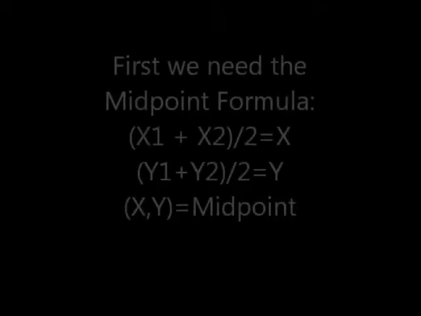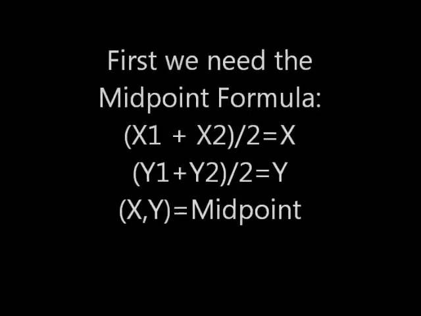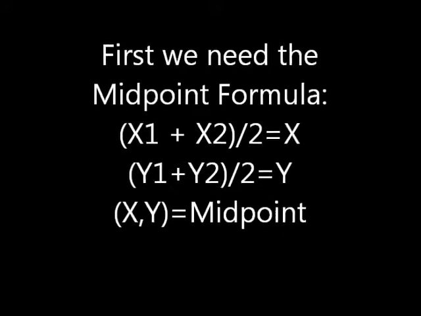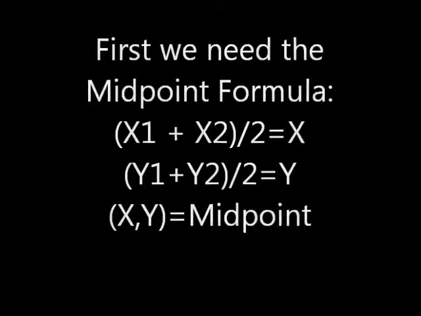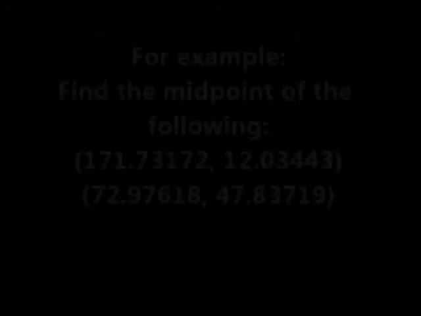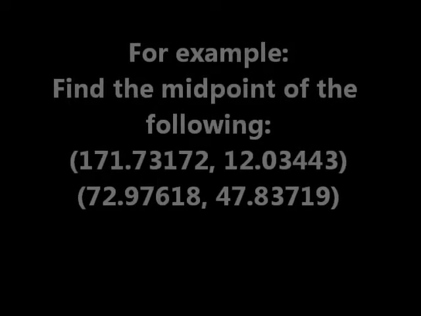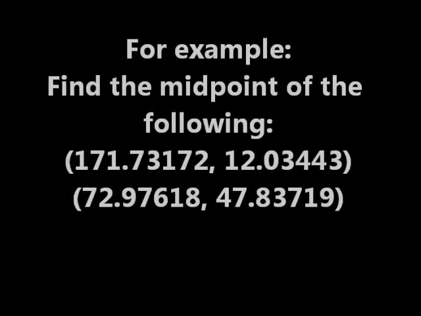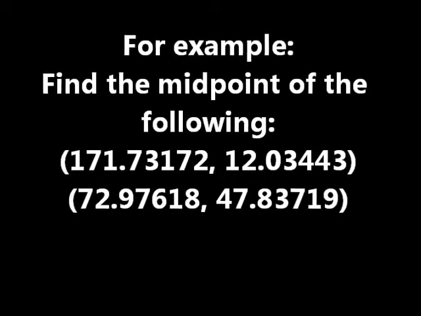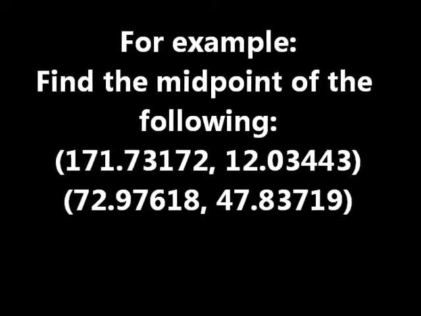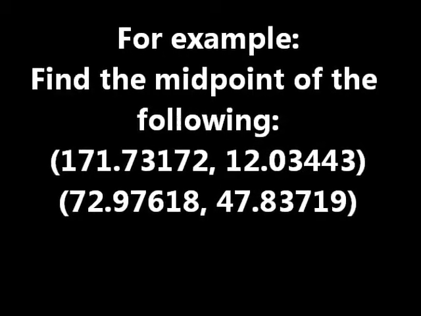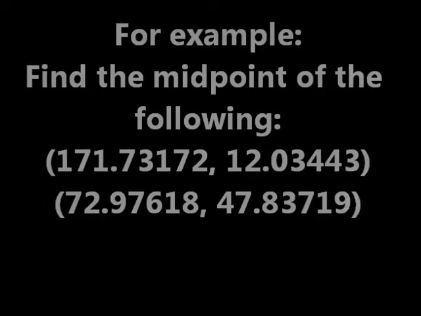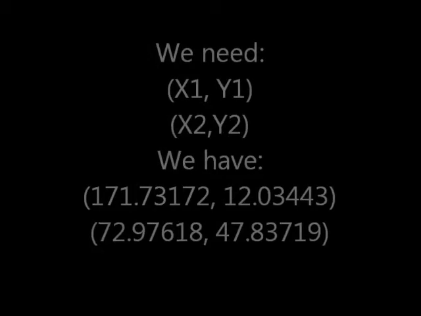First, we need the midpoint formula, which is (x1 plus x2) divided by 2 and (y1 plus y2) divided by 2. For example, find the midpoint of the following. These are two graphical locations, somewhere randomly on Earth. But when you calculate the midpoint of these two given locations, an amazing photo will be shown to you on Google Earth. So let's get started on our first quest to find that amazing photo on Google Earth.